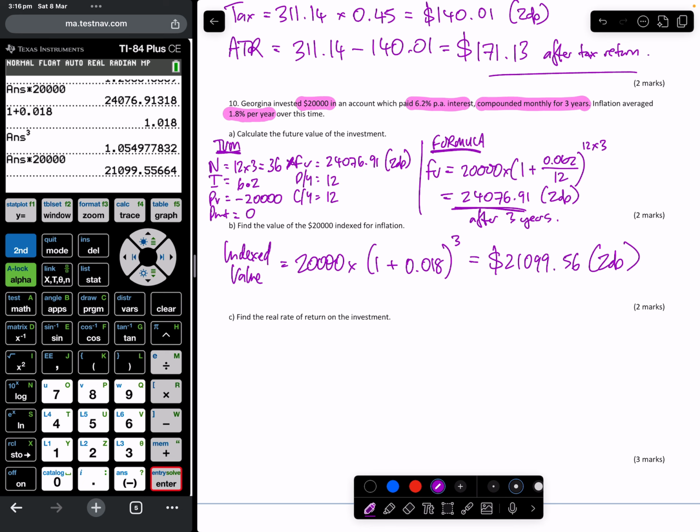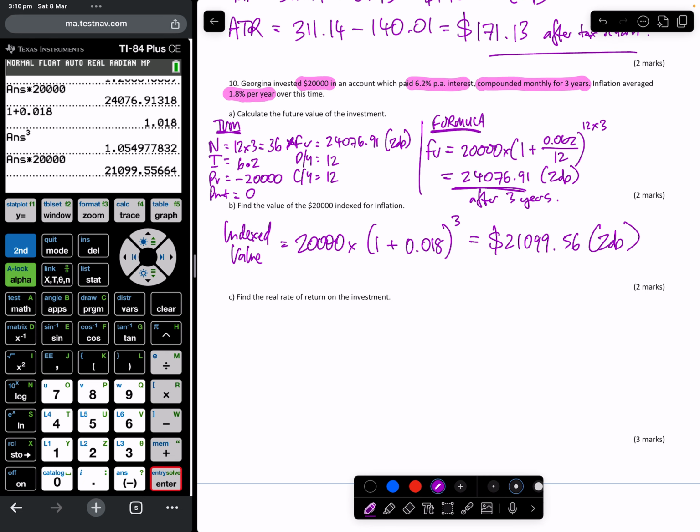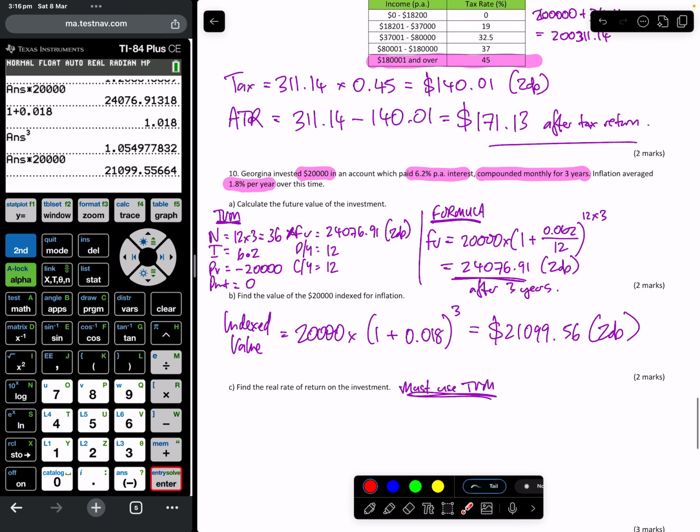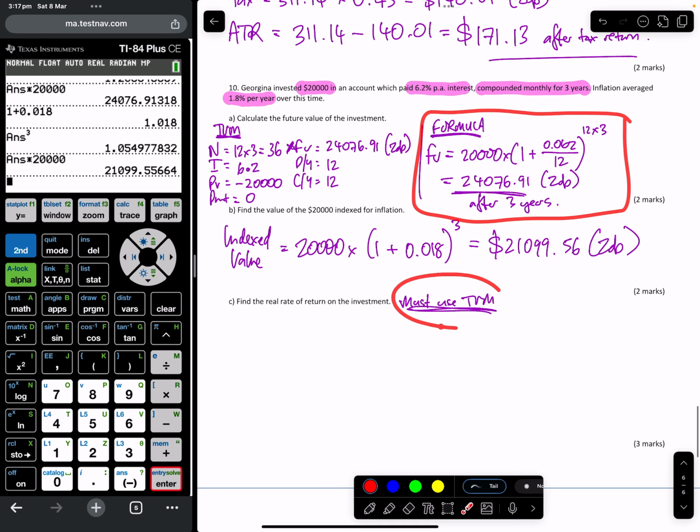Find the real rate of return on the investment. So this is the only question where you must use TVM. Everything else here, I've done TVM if you're confident with it. I'm going to teach it to you like I do everything. I prefer TVM for compound interest, but if you can't handle that, then use the formula. You're going to be taught both, up to you. But this is the only one where you have no choice.